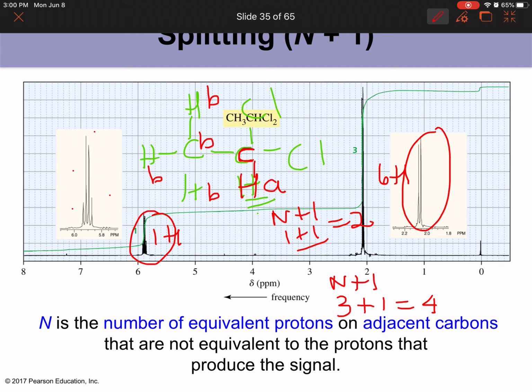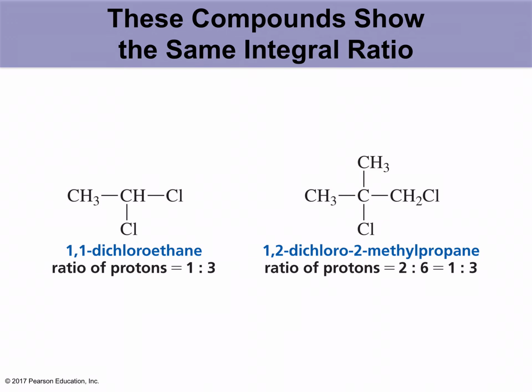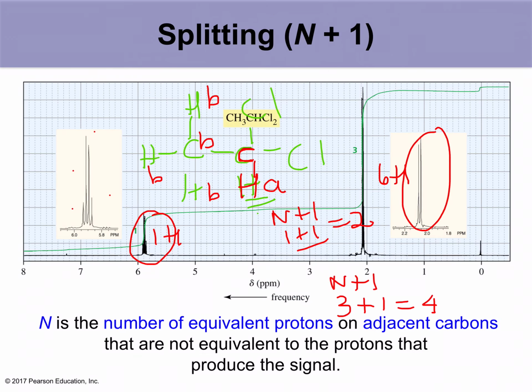So N is the number of equivalent protons on adjacent carbons that are not equivalent to the protons that produce the signal. Okay, always we're going to look at the N plus 1 for the adjacent carbon's hydrogens.